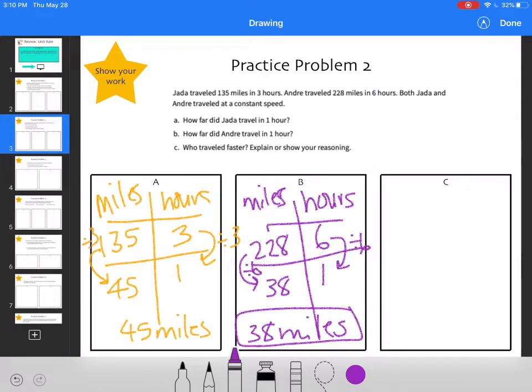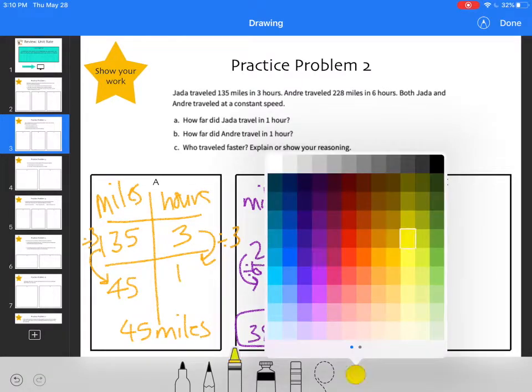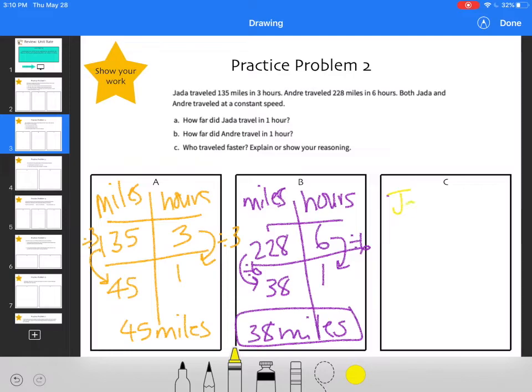So then it says, who traveled faster? Explain or show your reasoning. Jada traveled faster. She went, so there are 7 miles between. 7 miles faster per hour. Because she went 7 miles further every hour.